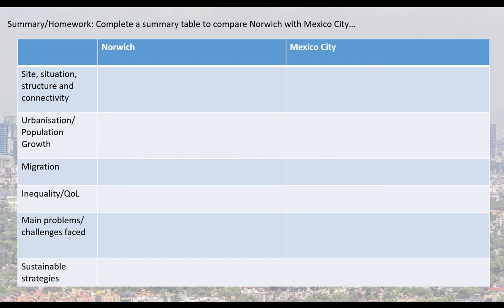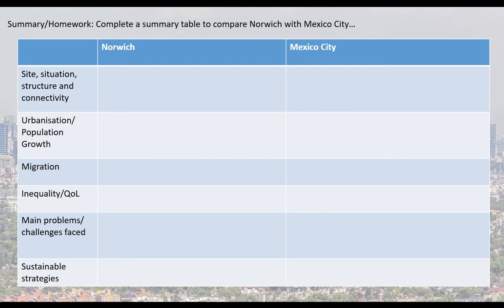How do Norwich and Mexico City's urbanisation and population growth compare? Again, in this case, I'm looking for you to say that Norwich is experiencing counter and re-urbanisation, Mexico City is looking at suburbanisation. Population growth in Norwich is slow and steady and manageable, and sustainable, whereas Mexico is rapid.